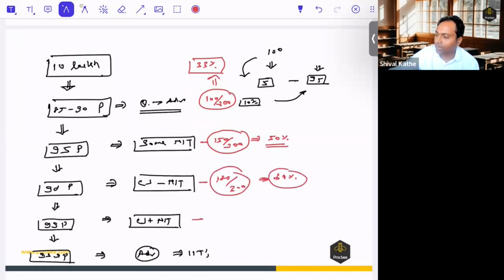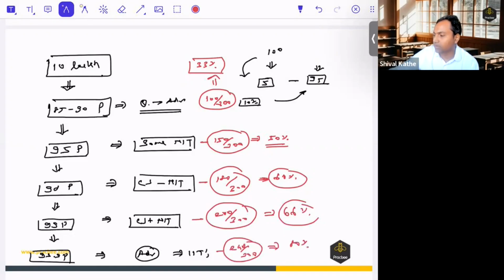And if we talk about 99, it is somewhere around 200 marks. That means 66%. And if we talk about 99.9, this means 240 out of 300 marks. That means 80%. So this is a measure that you can use to understand what kind of performance the student is having and what exactly is required in order for them to perform well in the exam.